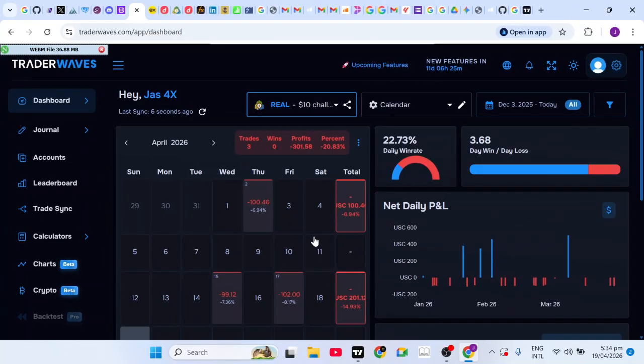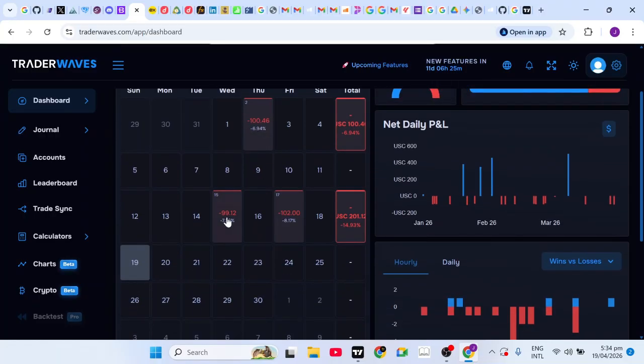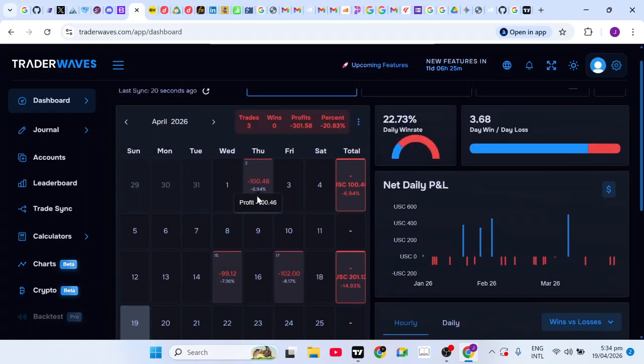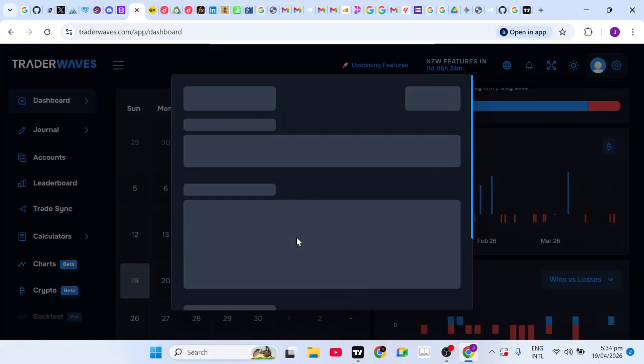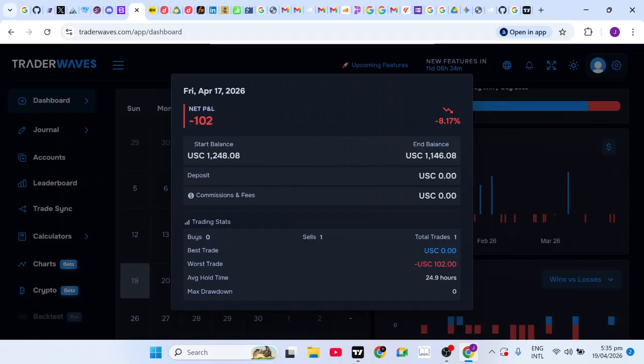So here we are on the journaling platform, and for the month of April, this was a Bitcoin trade, minus 100 cents, which is $1. And for this week, okay, so that trade was actually last 2 weeks, and last week we did not take any trade, and the 2 trades were for this week. So this is the GBP USD trade, minus 99.12 cents, which is equivalent to $1, and the XAU USD, which is the gold trade, minus 102, equivalent to $1.